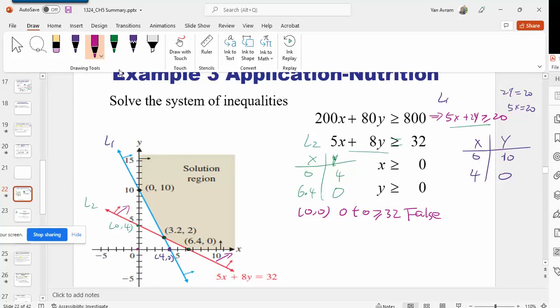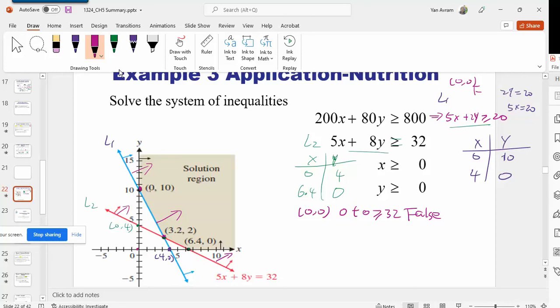Same thing, if I use 0 and 0 for line 1, 0 plus 0 greater than or equal to 20, which is also false. So that means this part is the solution, this part in here. Okay, and then we have this corner point right here. We also have a corner point.